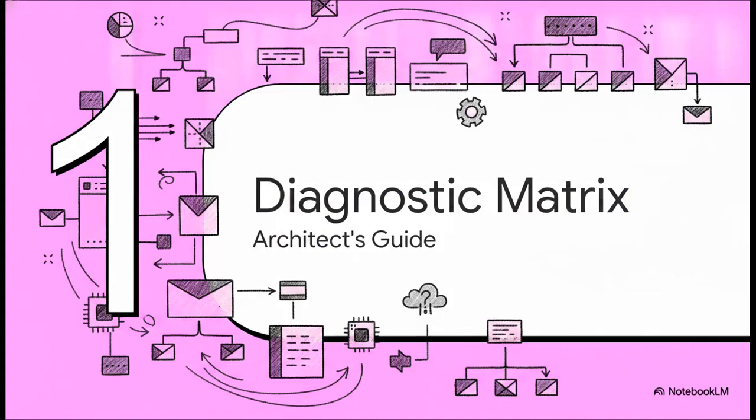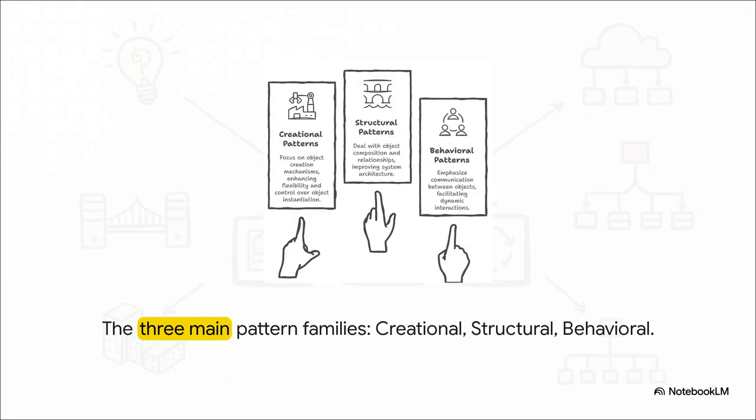Section 1. The Architect's Diagnostic Matrix. Let's make some sense out of the chaos of software design. Think of the software engineering landscape as being built on three main pillars. First up, you have creational patterns, which are entirely focused on how objects are instantiated, giving you that much-needed flexibility in creation. Next, we have structural patterns. These deal with the composition of classes and objects, organizing them into larger, flexible structures. And finally, behavioral patterns, which are all about the dynamic communication and responsibilities between your objects.